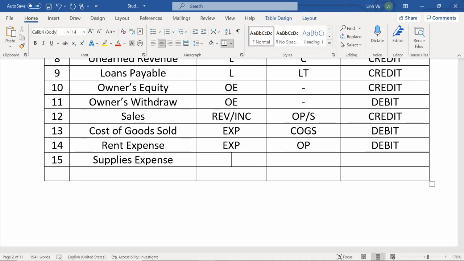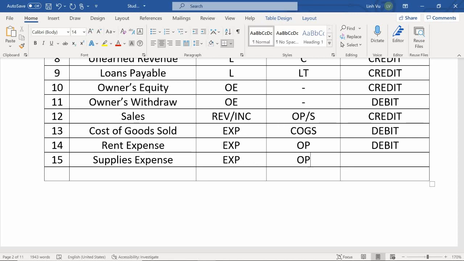Would that also be an expense? Yes, it would definitely be an expense. Now, what kind of expense? An operating expense? Operating, yes, because in this case, it's not directly correlated to inventory, right? That's cost of goods sold.